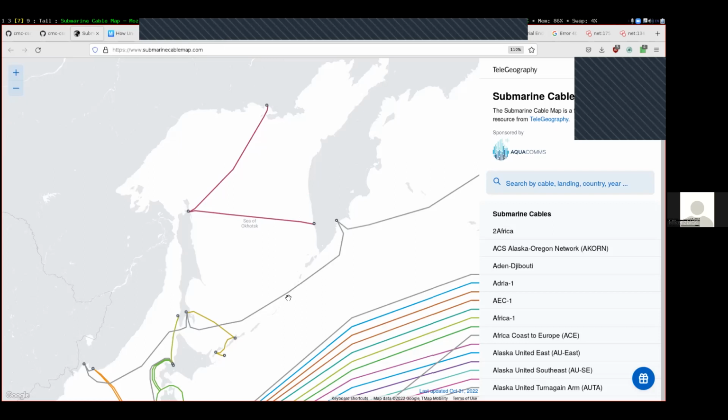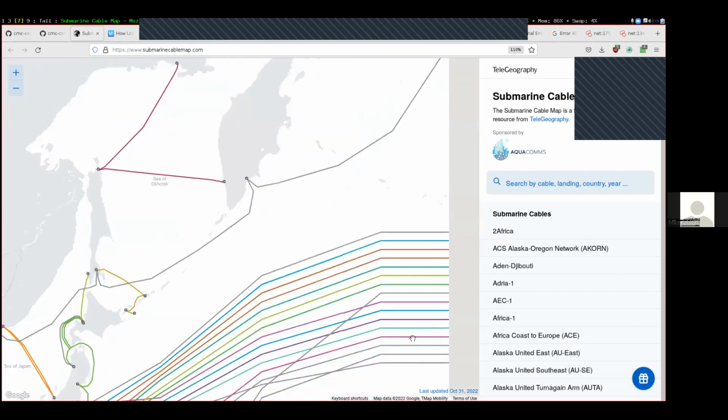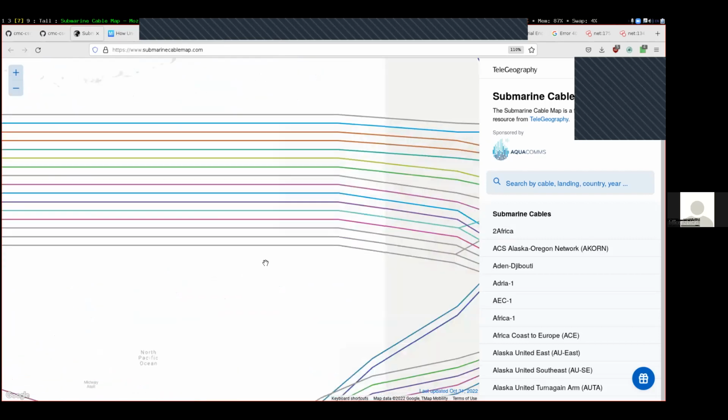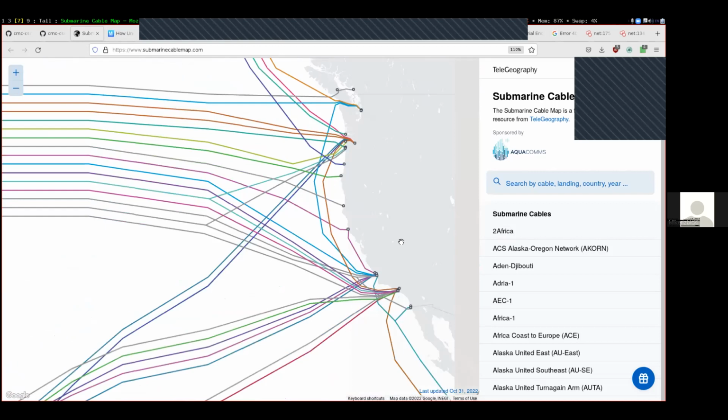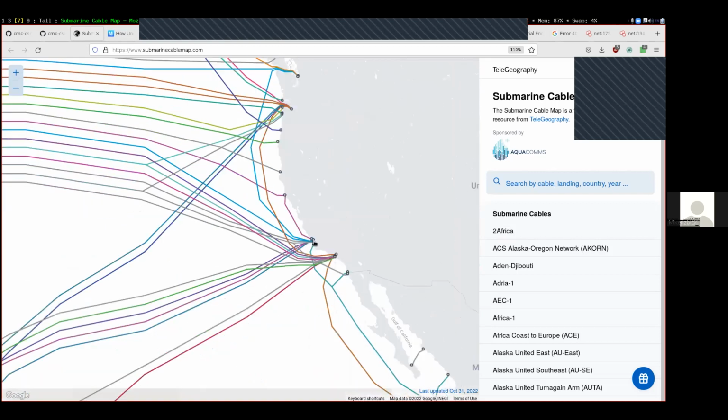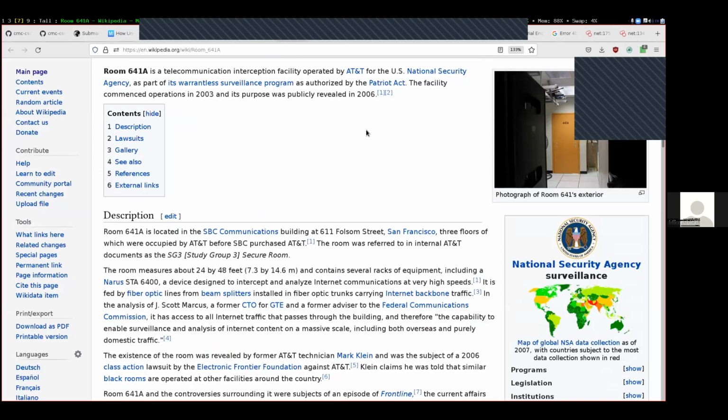So yeah, that was, back in the day, wiretapping happened in the middle of the cables. These days, if we come back over here to where these all connect to the US, you can see there's a whole bunch of connections in the San Francisco area, and Los Angeles. San Francisco is the most famous one. All those connections come to this room 641A, which is operated by the National Security Agency.